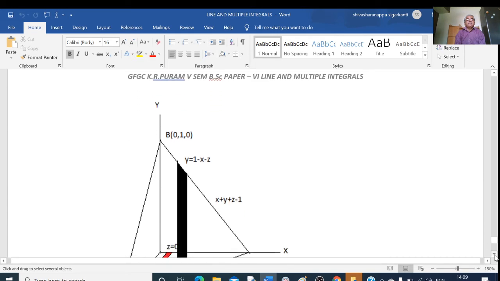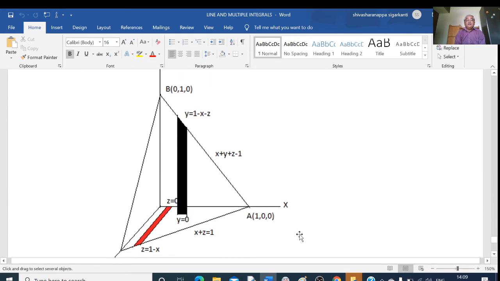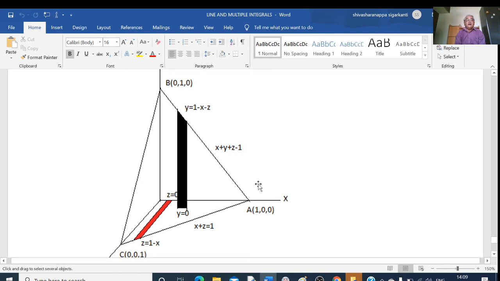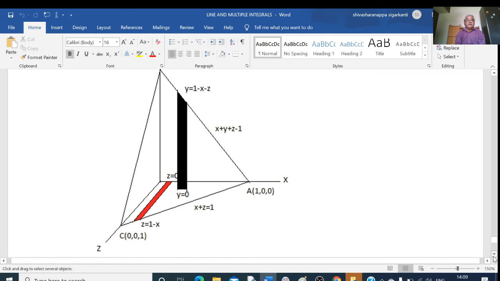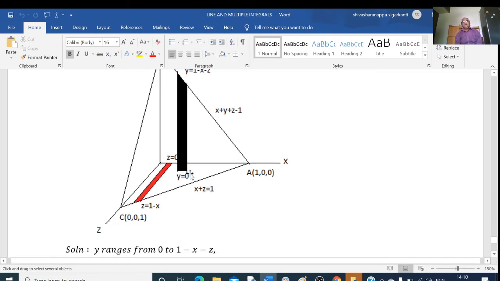Now this is the figure. I have taken this as the y-axis, this as the x-axis, and this as the z-axis. Here I will take the first strip along the y-axis. Here on this xz plane, y value is equal to 0. This is the bottom of the strip, and this is the top of the strip. Here x plus y plus z equal to 1. Therefore, we write y equal to 1 minus x minus z. So y ranges from 0 to 1 minus x minus z. Coming to this xz plane, y equal to 0.